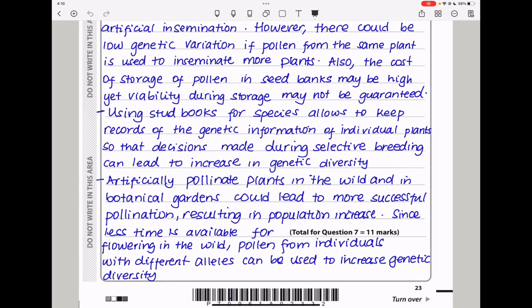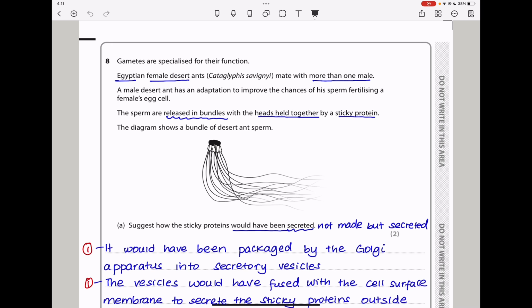Lastly, I say that artificially pollinating plants in the wild and in botanical gardens could lead to more successful pollination, resulting in population increase, since less time is available for flowering in the wild. Pollen from individuals with different alleles can be used to increase genetic diversity. So this brings us to the end of question 7. Let's continue to question 8. Question 8.